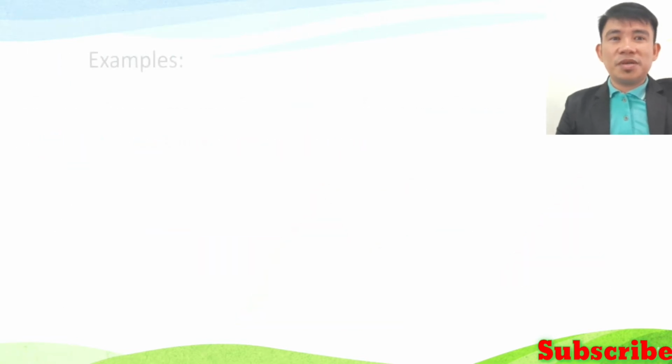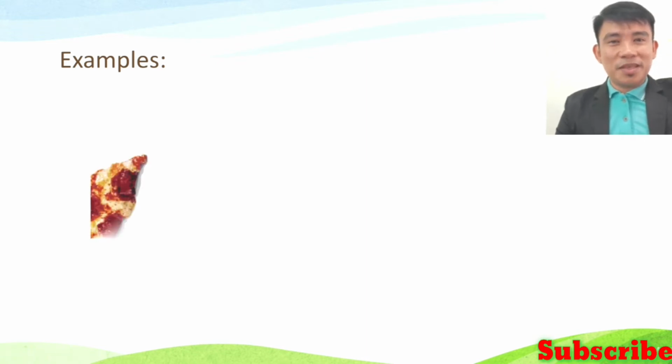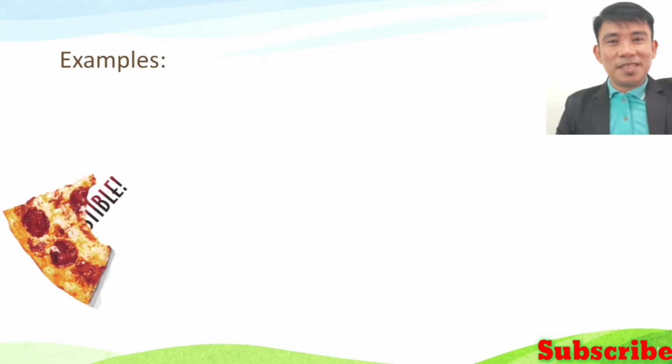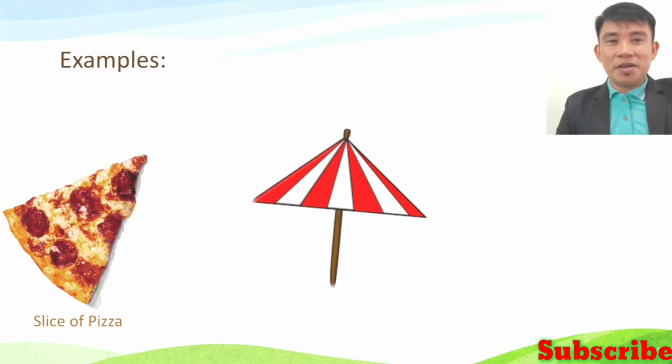Now let's proceed to another one. But before that, I want to show you examples of objects that have a triangle shape. What is this? It's a slice of pizza. As you can see here, a slice of pizza is a triangle in shape.